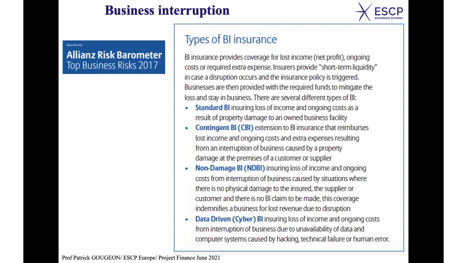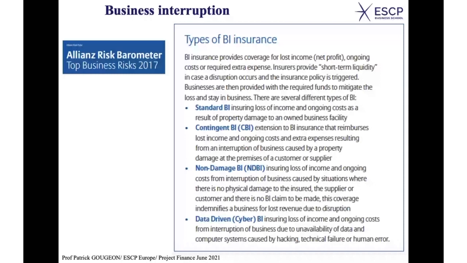Contingent BI is an extension to BI insurance that reimburses lost income, ongoing costs and extra expenses resulting from an interruption of business caused by a property damage at the premises of a customer or supplier. You see, your business interruption could also be due to the failure of a supplier. For instance, you have a power plant, a gas power plant. If your gas supplier does not supply, you are interrupted. The business interruption can cover this type of risk.